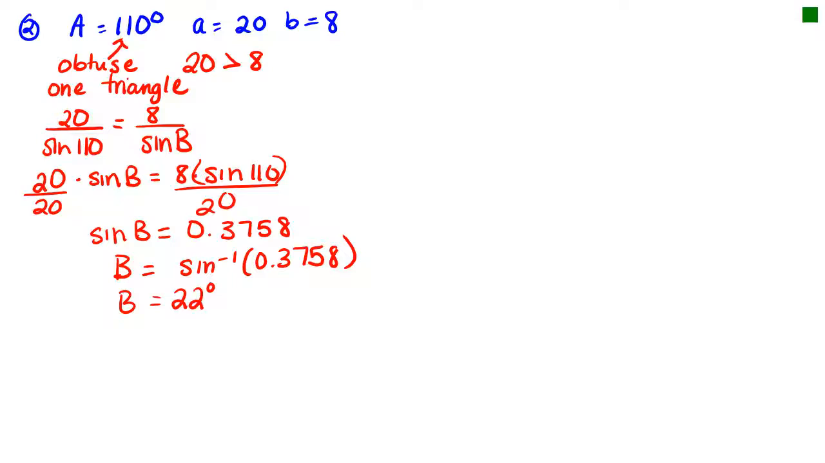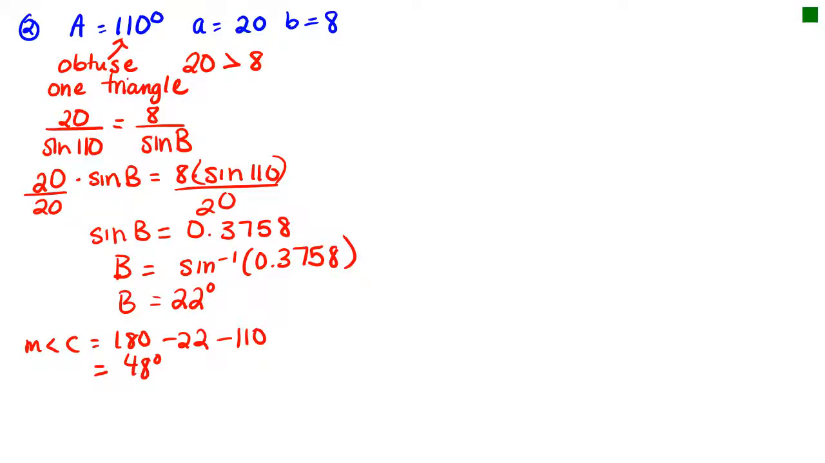Okay, so I know what angle B is. I know what angle A is. So now I can find angle C. The measure of angle C equals 180 minus 22 minus 110. So that's going to be 48 degrees.